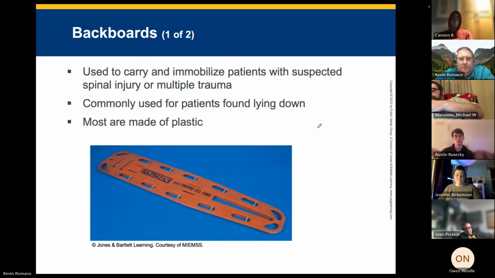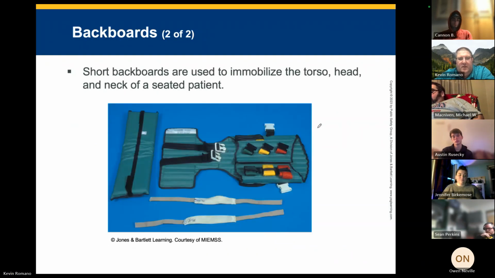Backboards. I don't think I need to go much in depth on this. These are backboards. We've all used them before. This is a KED. Has anybody used one of those before? Anybody old enough to remember how to use these in the ambulance? I see one hand going up. Might be others. All I can see is Mike's picture right now.